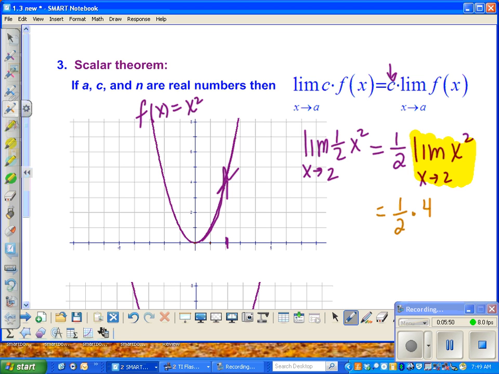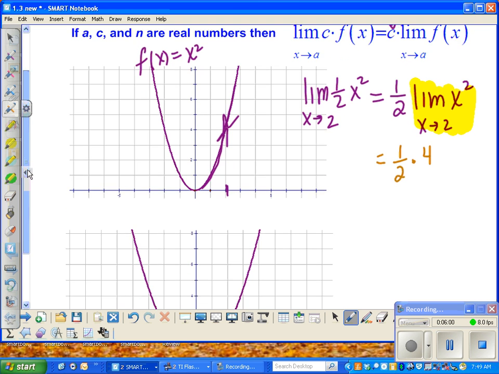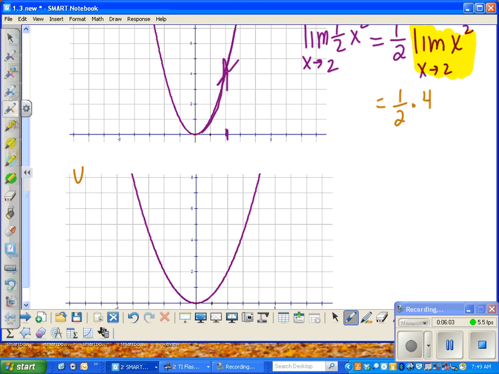4. All right. Well, what does the 1/2 do to this function when I multiply by it? It makes it skinnier or wider? Wider. So this just happens to be the graph of y equals 1/2 x squared. So now let's do the limit at 2. As we approach 2 from the left and we approach 2 from the right, what are the y values approaching? 2. So this limit is 2. My question is, what's half of 4? So 2 is equal to 2. Does it work?